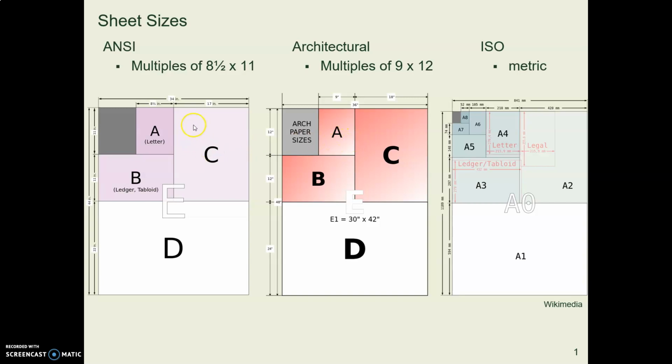So what that means is, let's say you're doing multiples of 8.5 by 11. If you take two sheets of printer paper, each 8.5 by 11, one little sheet of paper is called an A size, by the way. You put them side by side, you wind up with 11 by 17. That's what we call a B size. If you put those together, you wind up with what's called a C size, 17 by 23.